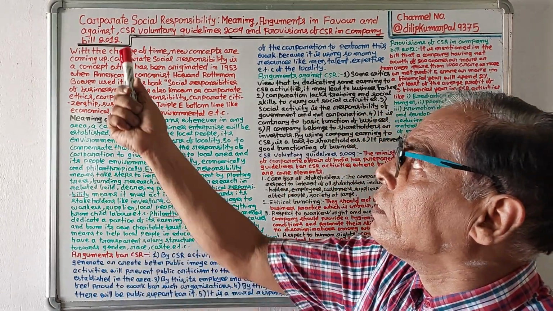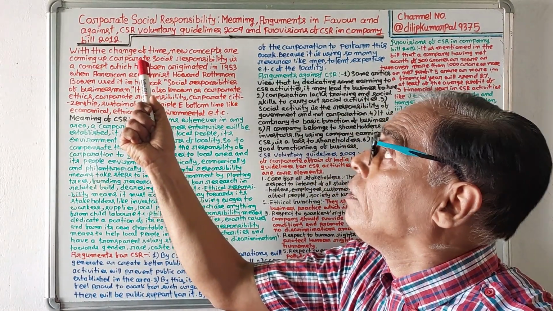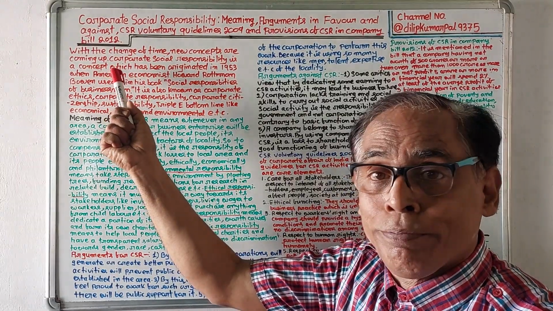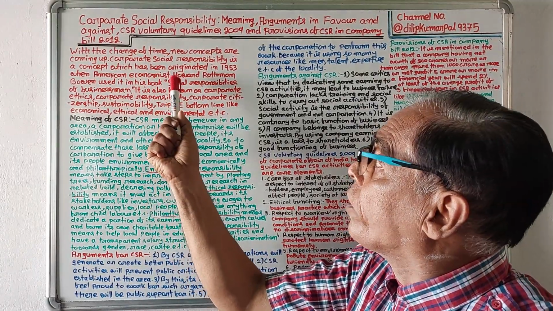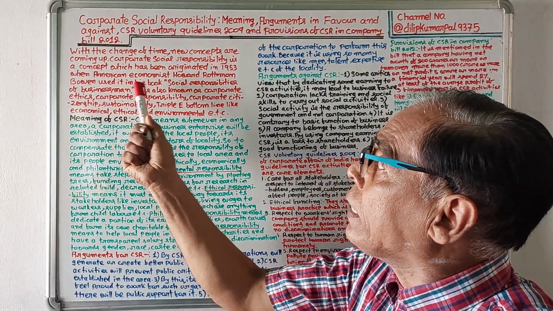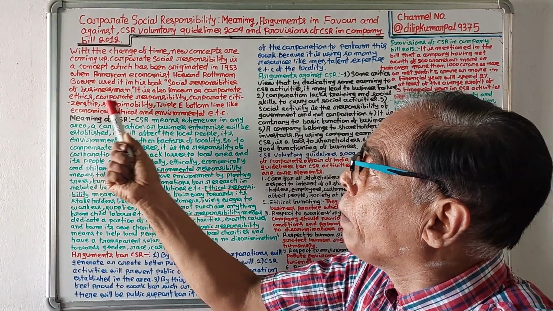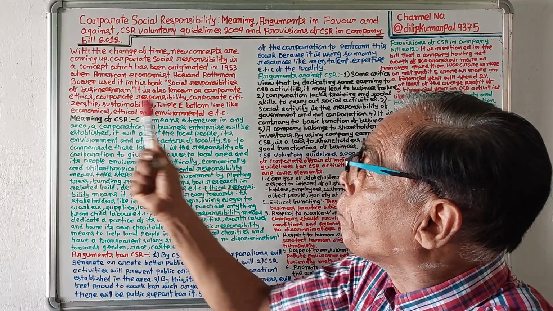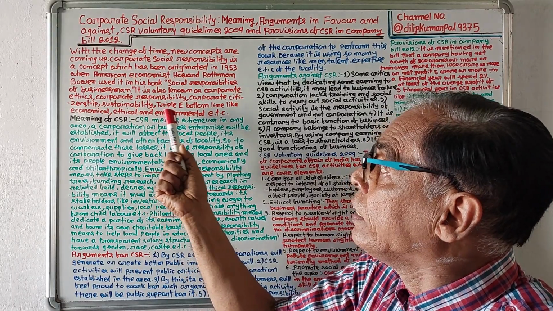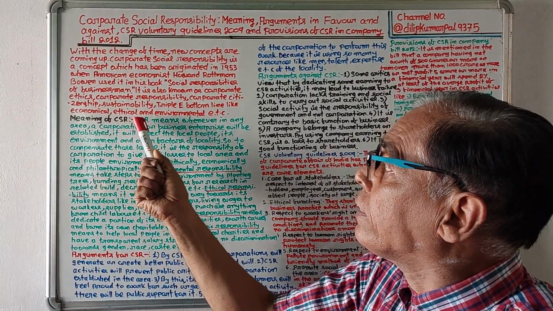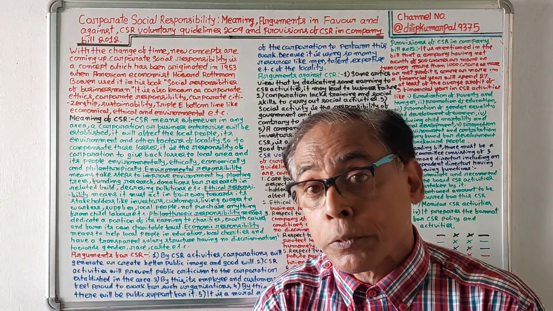Let us start. What is corporate social responsibility? With the change of time, new concepts are coming up. Corporate social responsibility is a concept which originated in 1953 when American economist Howard Rothman Bowen used it in his book Social Responsibility of the Businessman. It is also known as corporate ethics, corporate responsibility, corporate citizenship, sustainability, triple bottom line, like economical, ethical, environmental, etc.